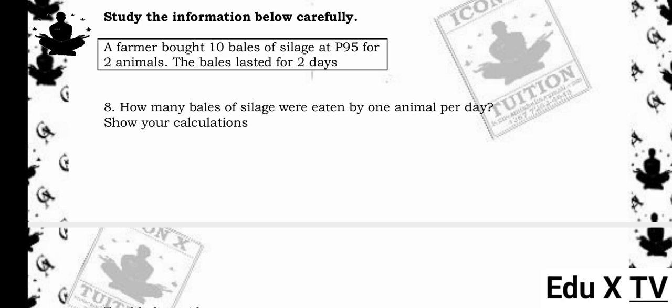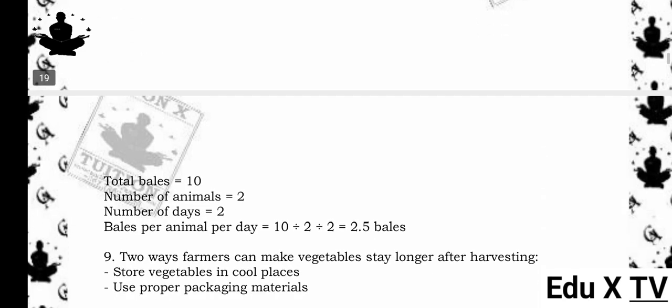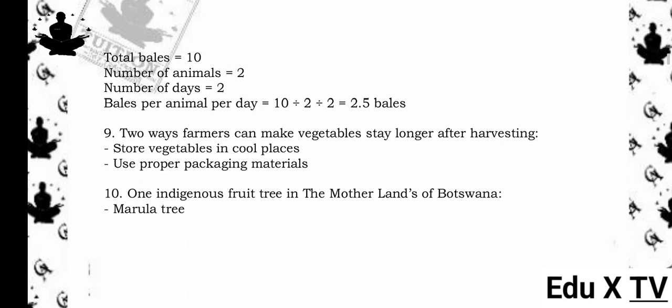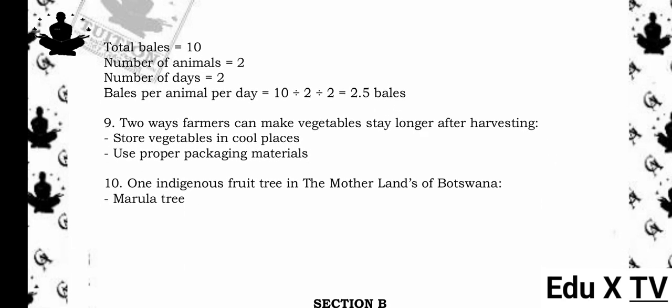8. How many bales of silage were eaten by 1 animal per day? Show your calculations. Total bales equals 10. Number of animals equals 2. Number of days equals 2. Bales per animal per day equals 10 divided by 2 equals 2.5 bales.